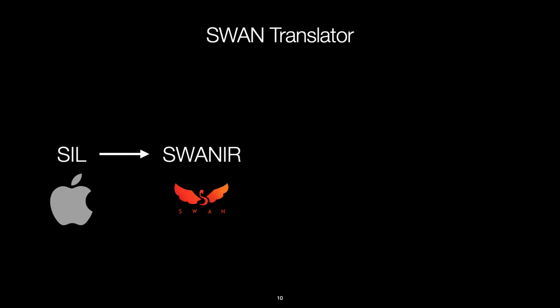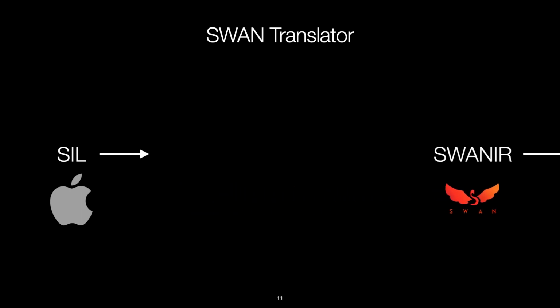Now I want to further explain how the SWAN Translator works, since the translation from SIL to WALA IR is complex. For example, SIL has over 160 instructions. So to reiterate, we begin with the Swift intermediate language, translated to SWAN IR, then to cast, and then finally WALA translates cast to WALA IR.